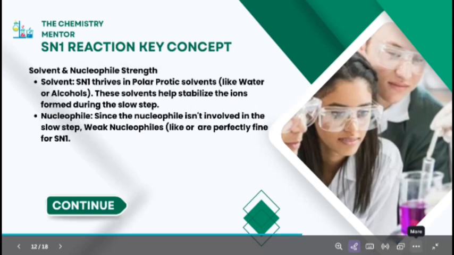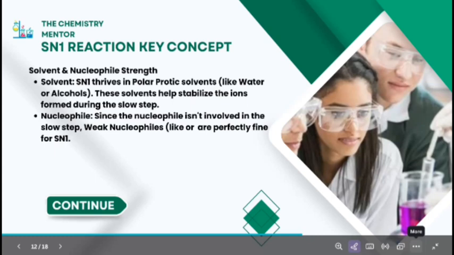And if I talk about the solvent and nucleophile strength, SN1 thrives in polar protic solvents, unlike SN2 which reacts in aprotic solvents. So SN1 likes polar protic solvents like water or alcohols. These solvents help stabilize the ions formed during the slow step. Nucleophile: since the nucleophile is not involved in the slow step, weak nucleophiles are perfectly fine for SN1.